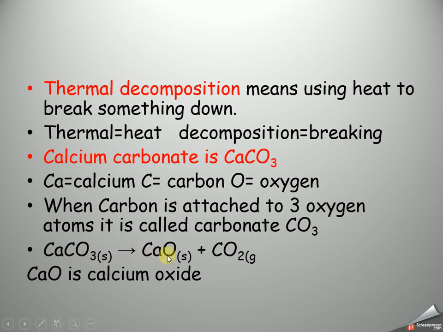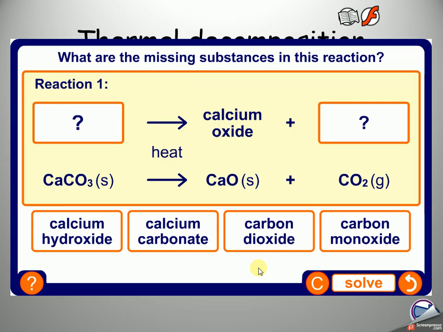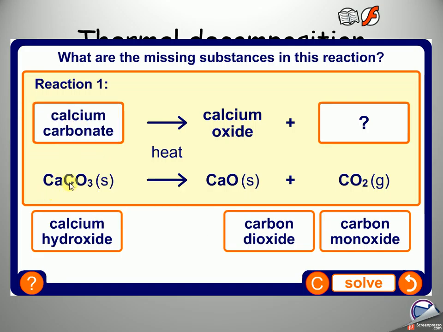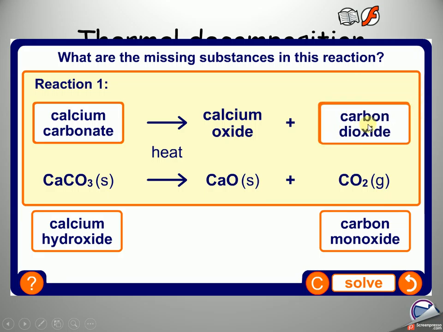As you can see over here, what are the missing substances? This is going to be CaCO3. Which one of these is CaCO3? Pause the video, have a go yourself. You're not pausing, are you? Okay. So, it's actually calcium carbonate. That's what that thing is. And CO2 is obviously carbon dioxide. And there you go, it gives you calcium oxide. And there you are.